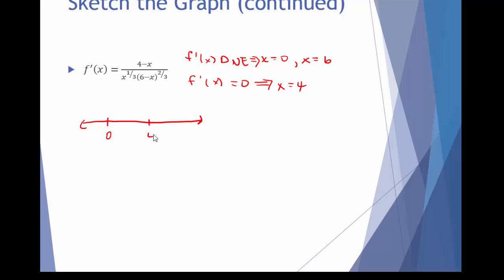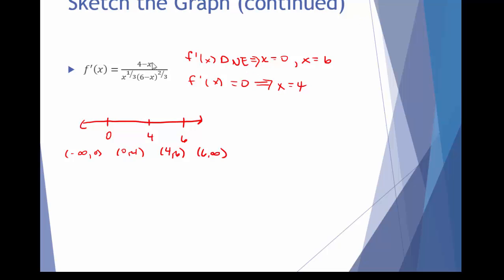0, 4, and 6. And we need to take a look inside each of those intervals. So negative infinity to 0, 0 to 4, 4 to 6, and 6 to infinity. So we're going to pick test values in each one of those. I'm going to give a quick glance to see if there are any of these factors in my simplified first derivative that are going to stay positive.